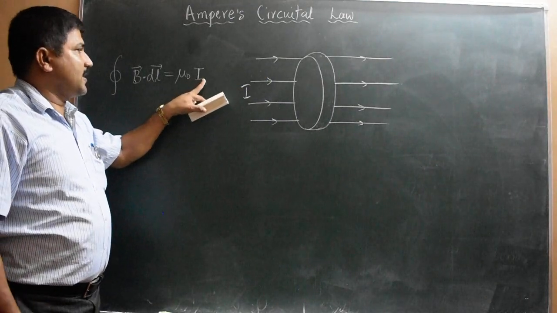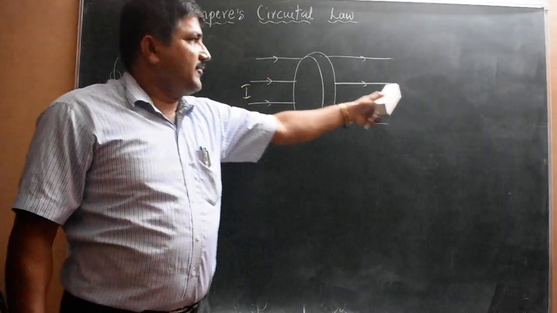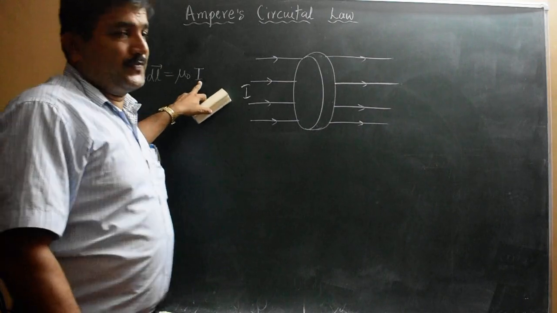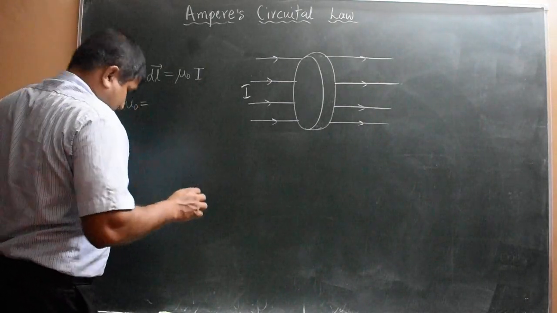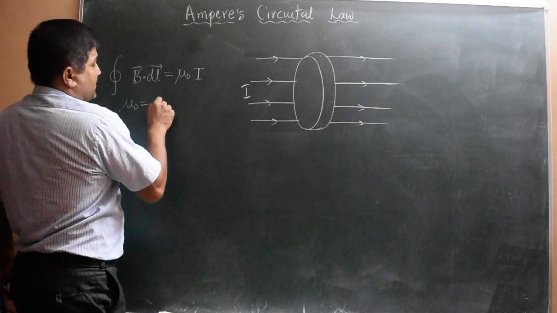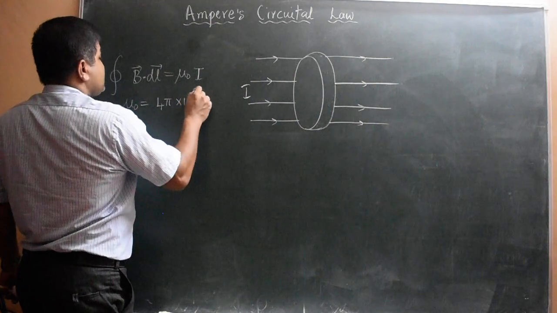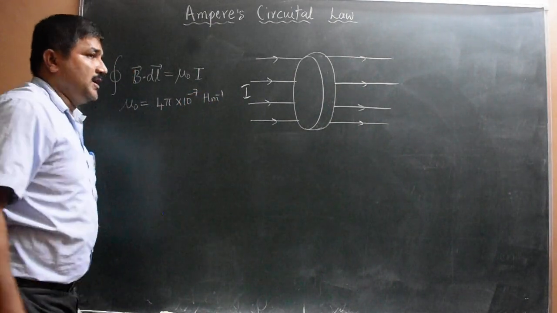So I is the total current. If some currents are flowing that way, some currents coming this way, the net current we have to take here as I. And mu naught is equal to 4 pi into 10 power minus 7 Henry per meter. This is the constant of proportionality.